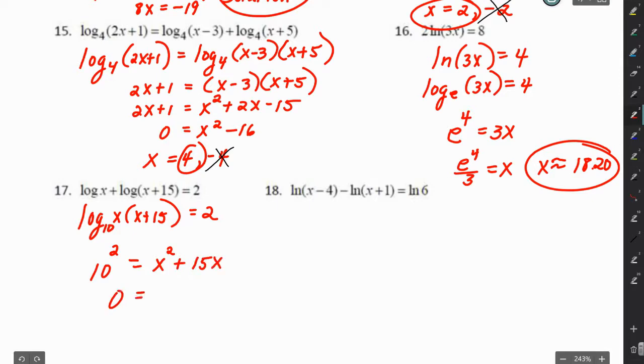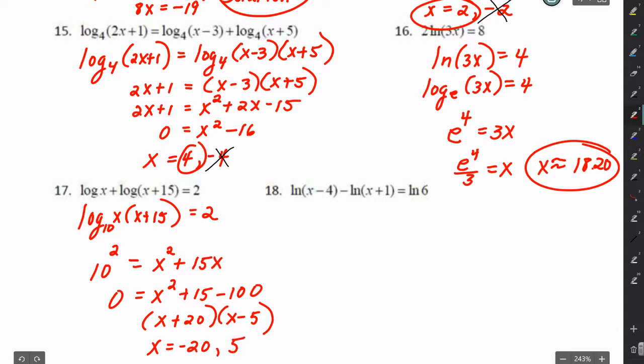So we get 0 equals x squared plus 15x minus 100, factor that. So x is either negative 20 or it could be positive 5. If I put a negative 20 in there, definitely not going to work. If I put 5 in there, it works. So our only solution here is 5.